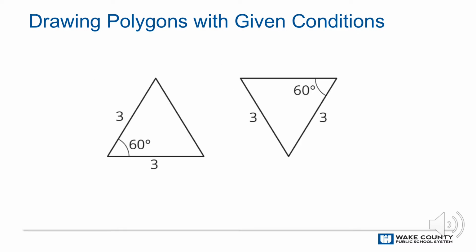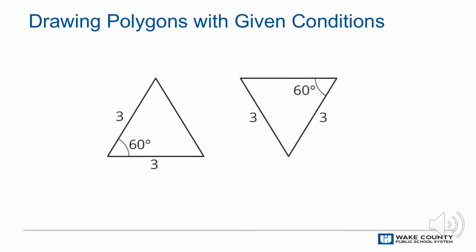Sometimes there is only one unique triangle based on the description. For example, here are two identical copies of a triangle with two sides of a length of 3 units and an angle measuring 60 degrees. There is no way to draw a different triangle, meaning a triangle that is not an identical copy, with this description.